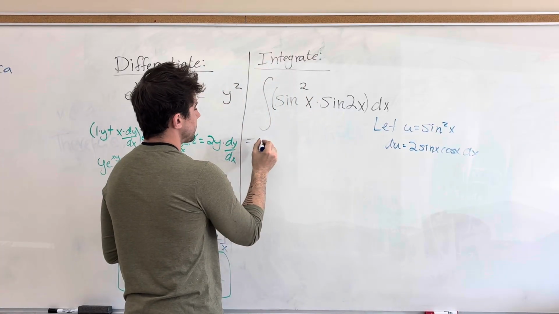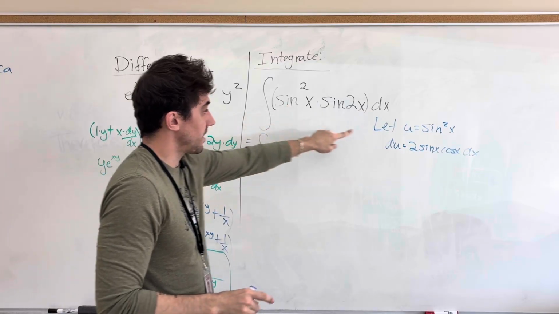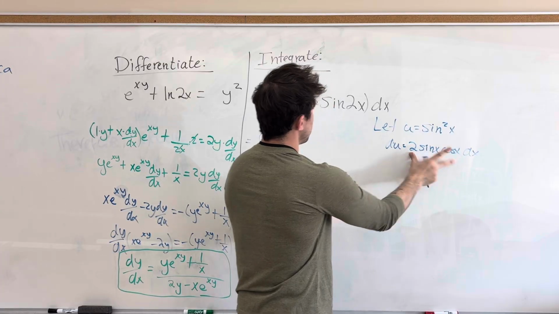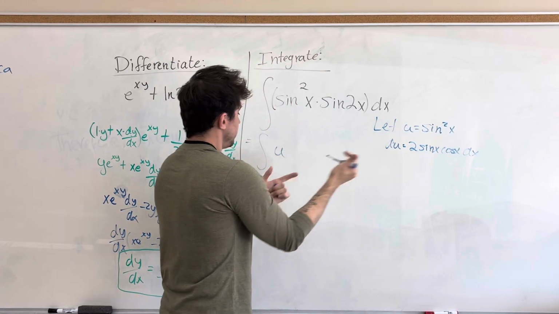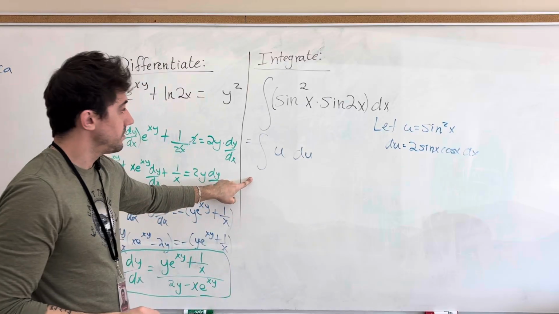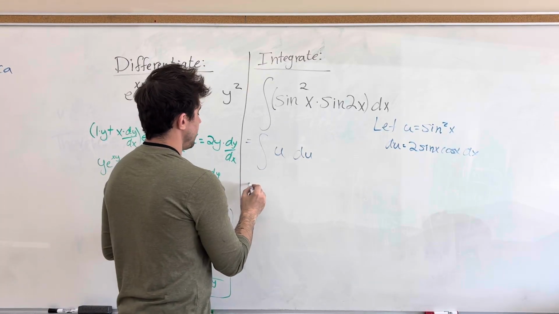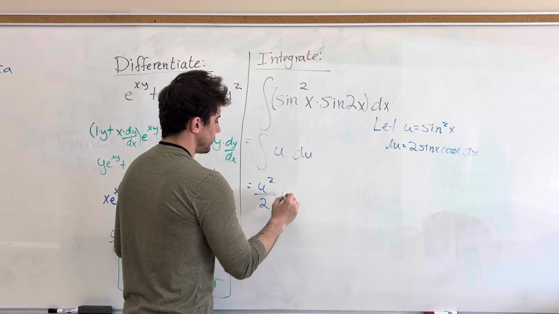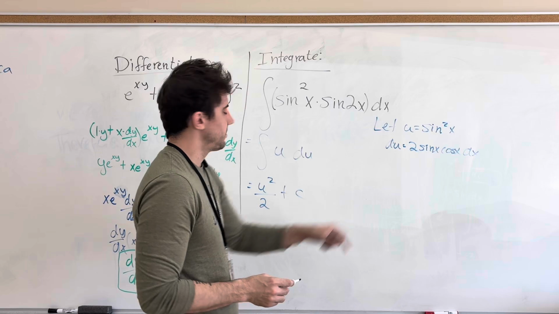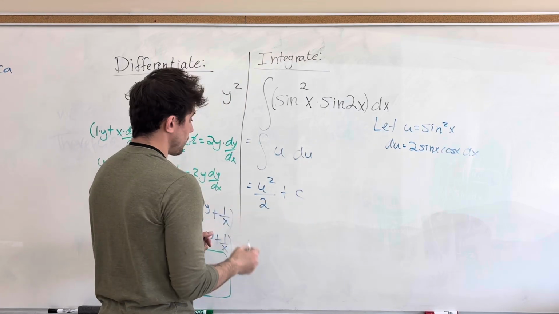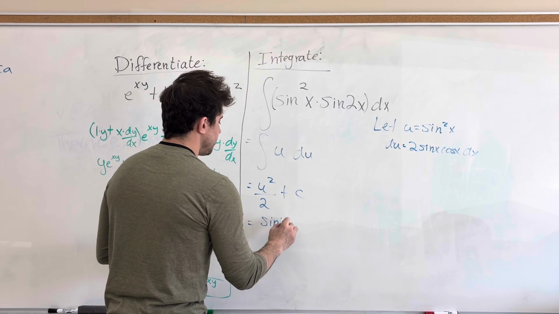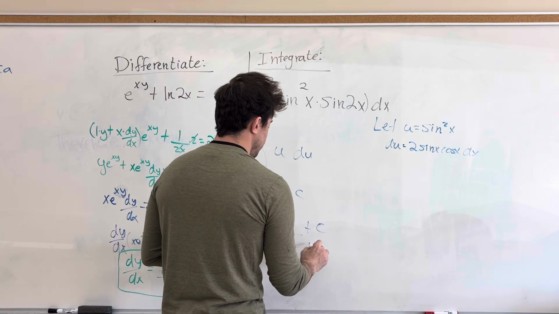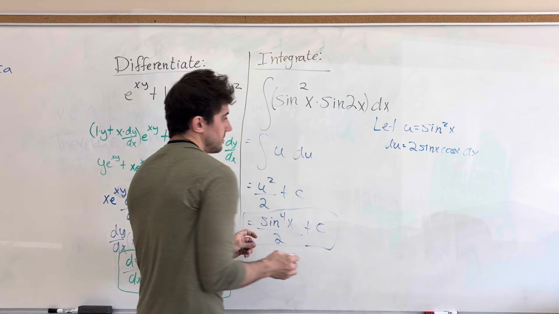And so that means that our integral becomes the integral of sine squared x is u, and then sine 2x is 2 sine x cos x times dx, which is just du. And so all we get is this. And so we can integrate that with respect to u. So that'll be u squared over 2 plus c. And then we can go back. And so we have sine squared x squared. So that'll mean sine to the 4 of x over 2 plus c. And this is our final answer.